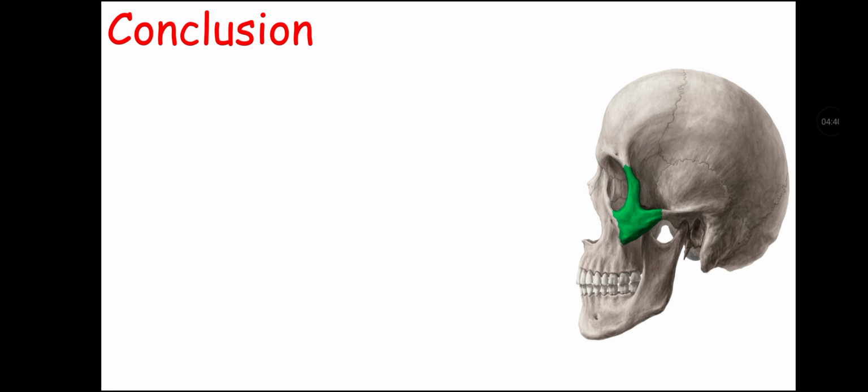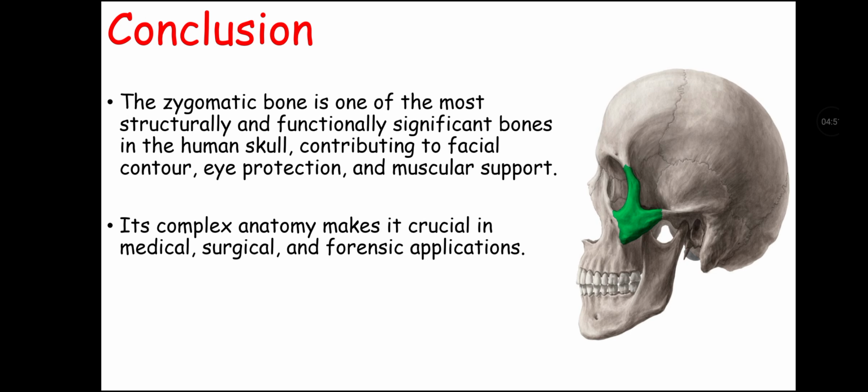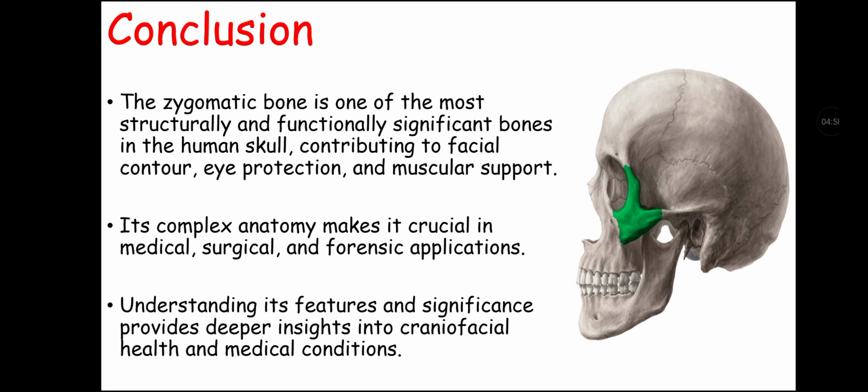Now let's talk about the conclusion of the lecture. The zygomatic bone is one of the most structurally and functionally significant bones in the human skull, contributing to the facial contour, eye protection, and muscular movements. Its complex anatomy makes it crucial in medical, surgical, and forensic applications. Understanding its features and significance provides deeper insights into craniofacial health and medical conditions.